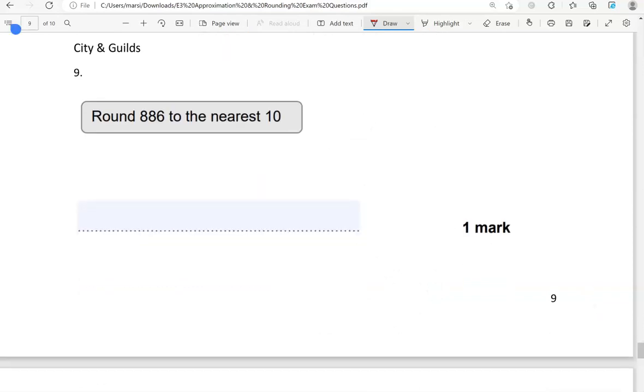Round 886 to the nearest 10. So locating the tens, they are represented by 8. So to decide, we're going to look at the units. 6, that is above 5, so we're going to round up to 890.